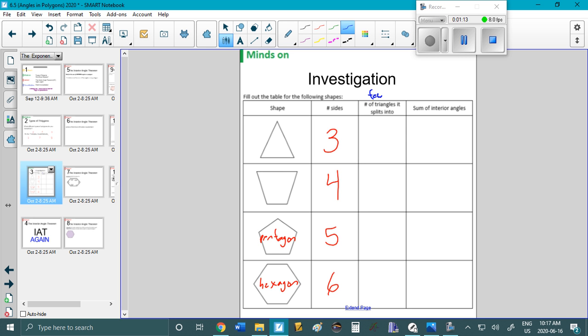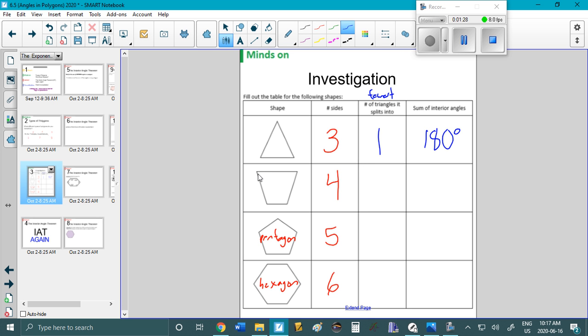And this is the fewest number of triangles. So obviously this one is just 1. It is a triangle. We don't need to split it. So we want the fewest, so 1 is the fewest. The sum of the interior angles we learned a few days ago is 180.